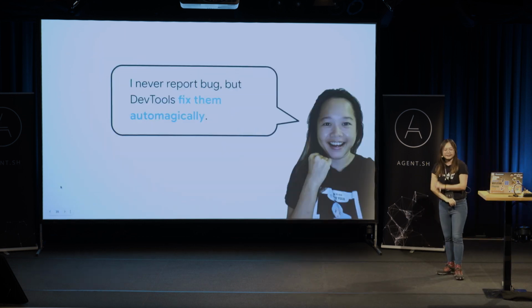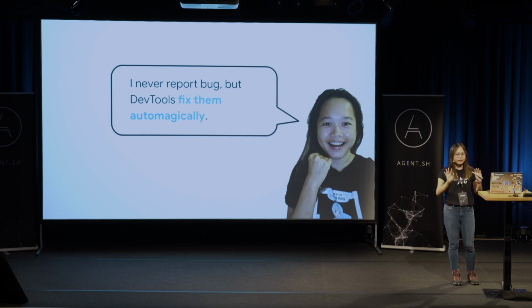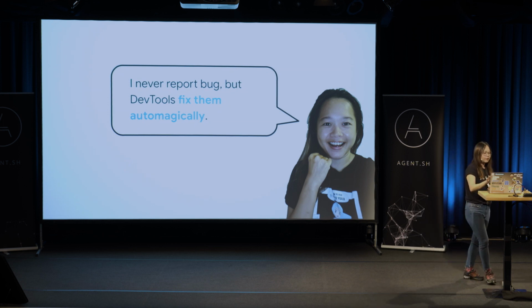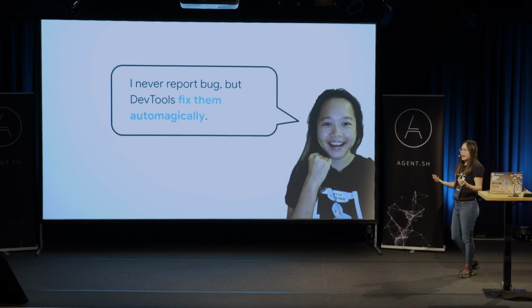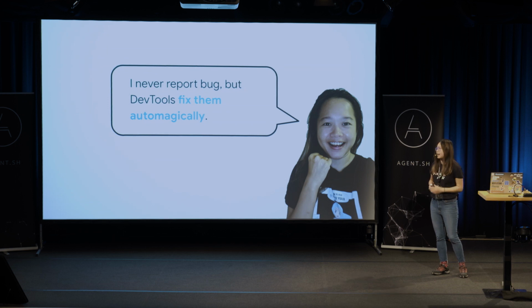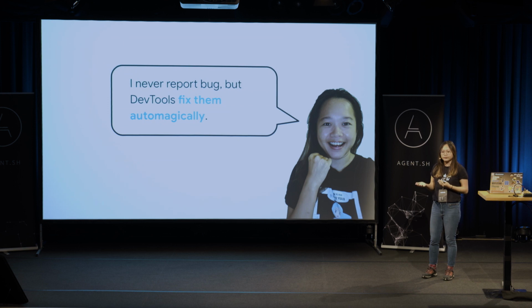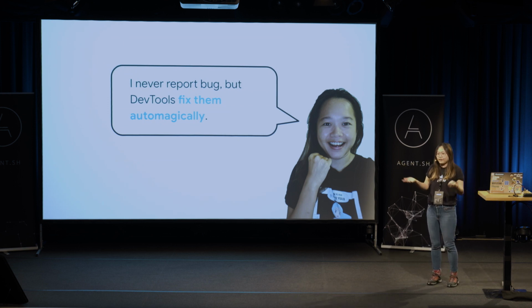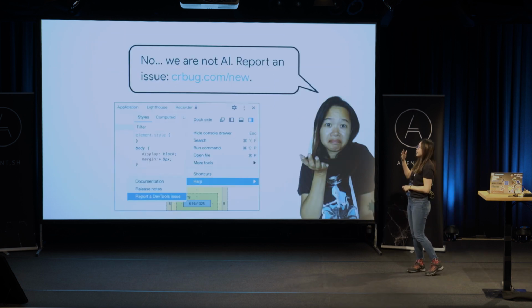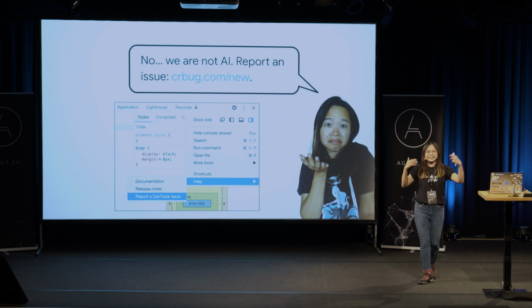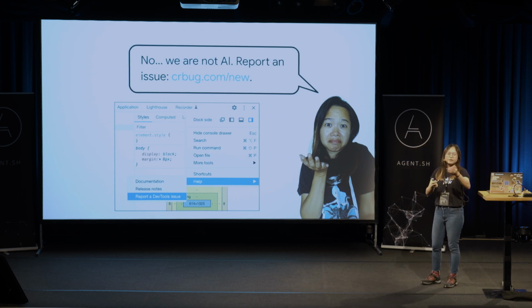Okay, so this is one of the comments. To close this Chrome DevTools update session, this is a comment that I got from one of the conferences I went to last week. Someone told me, I never report a bug, but DevTools sometimes has a bug, and sometimes it just disappears after 1 or 2 releases. DevTools just fixes it, so there's no point for me to report a bug, because they will find it anyway. That's not true, because we are no AI, there's no AI bug detection for us.